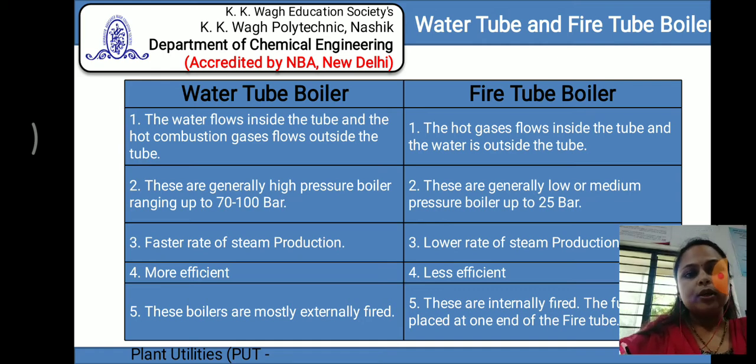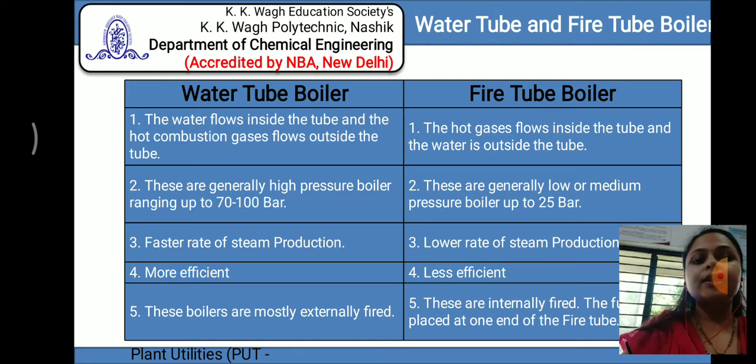In the water tube boiler, the water flows inside the tube and the hot combustion gases flow outside the tube. But in the fire tube boiler, the hot gases flow inside the tube and the water is outside the tube. Water tube boilers are generally high pressure boilers, ranging from 70 to 100 bar pressure, and fire tube boilers are low or medium pressure boilers having a pressure of 25 bar.